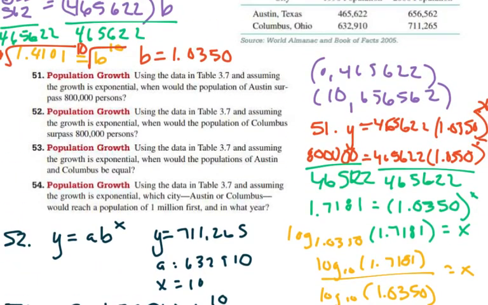That population surpassed 800,000. So the next one in number 53, we want to assume the growth is exponential. When would the populations equal? So we got to set our two equations equal to solve for x. Looks like we're going to run out of time on this video, so I'm going to do 53 and 54 on another one.